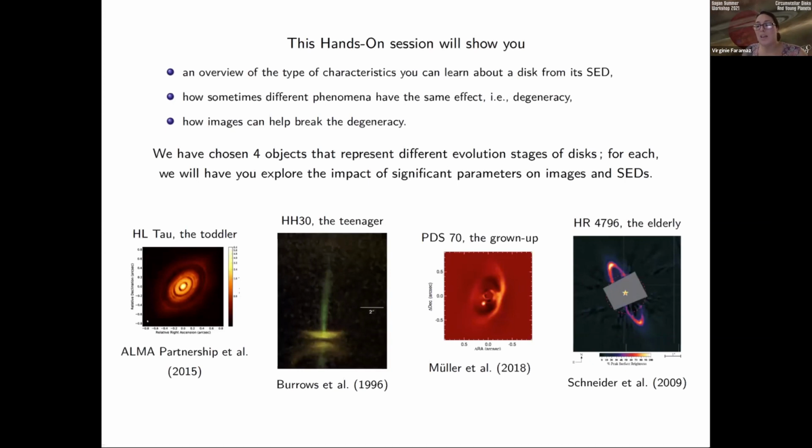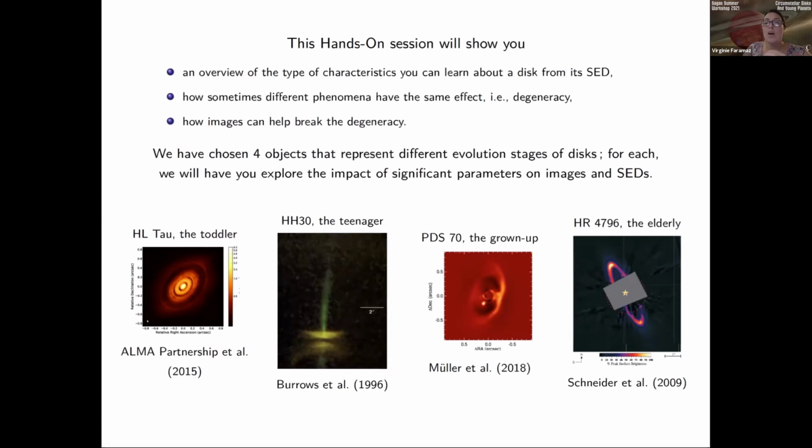We want you to understand that sometimes SEDs can give you some clues as to what is happening, but unless you have images, you can't really know for sure what is going on. And so we have chosen 4 objects that will represent different evolution stages of disks. And for each of those, we have chosen a couple of significant parameters, and we're going to have you explore the kind of impact they can have on images and SEDs.